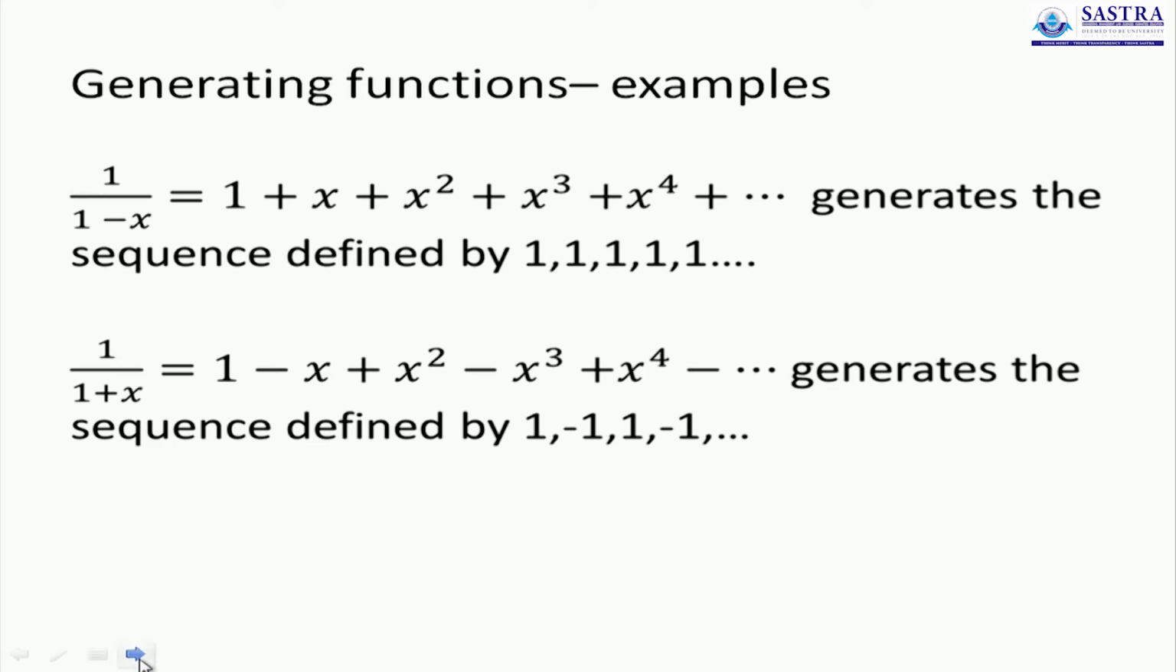Now similarly, the second function that we considered, 1 upon 1 plus x, is going to generate a sequence where every second term is negative 1. So all terms are 1s, but the second, fourth, sixth and eighth terms are minus 1s. So this generates a beautiful sequence, 1, minus 1, 1, minus 1, so on and so forth. Every odd index is 1 and every even index is minus 1. So that's why we call these functions not just functions, we call them generating functions also.